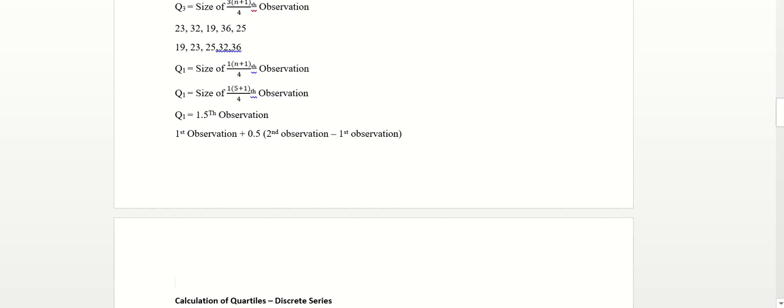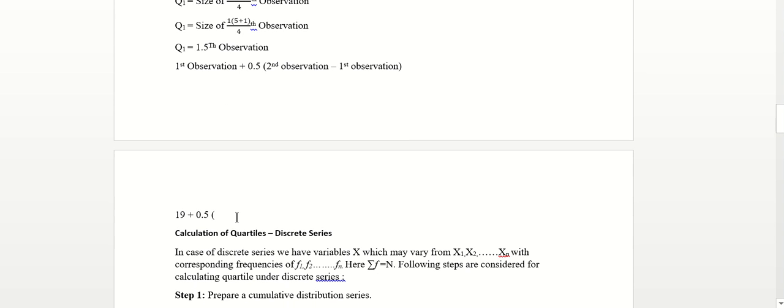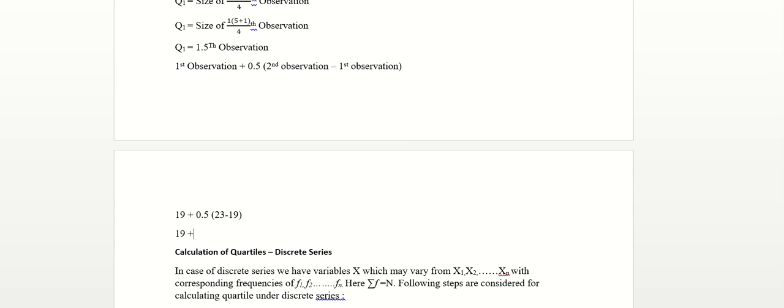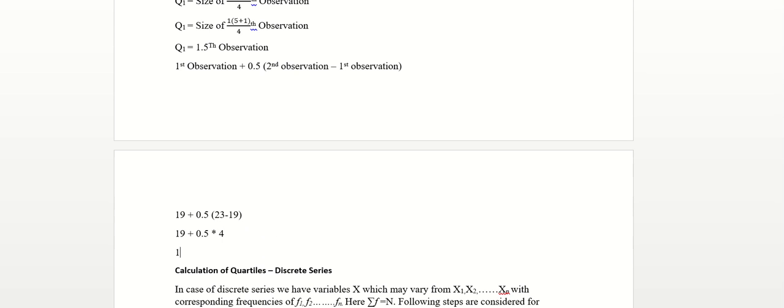So our first observation is 19. So 19 plus 0.5 into second observation minus first observation. So second observation is 23. So 23 minus 19, right? So 19 plus 0.5 into 23 minus 19 is 4. So 19 plus 0.5 into 4 is 2. So Q1 is 21.